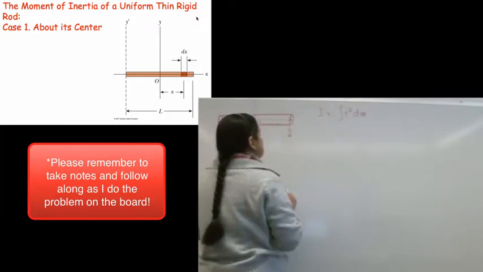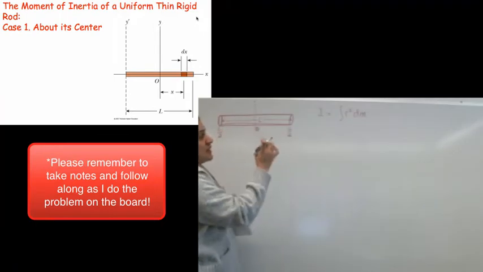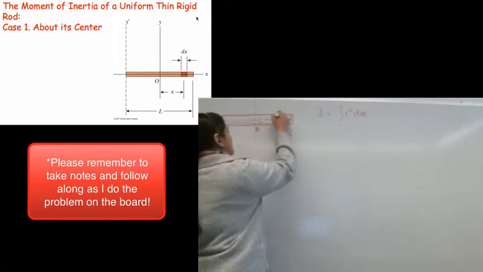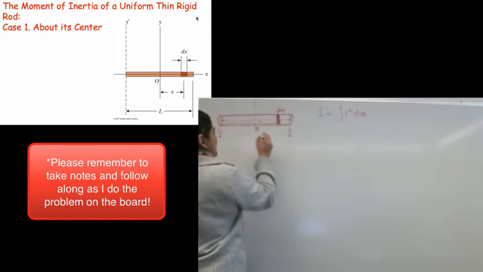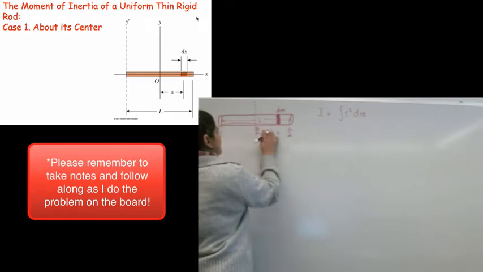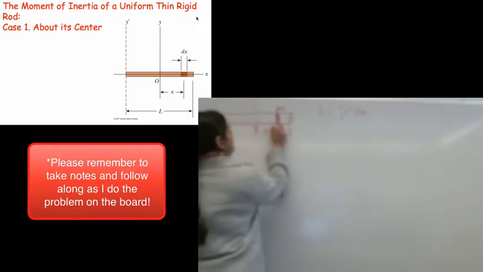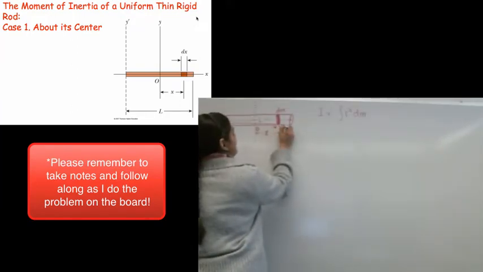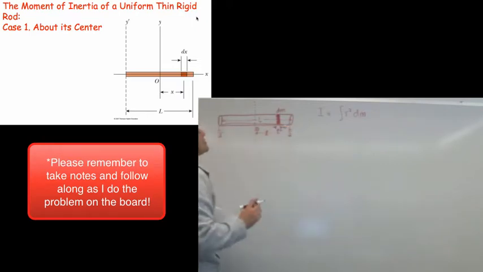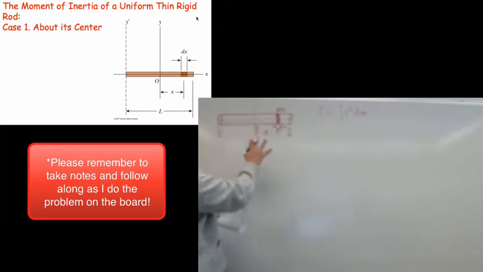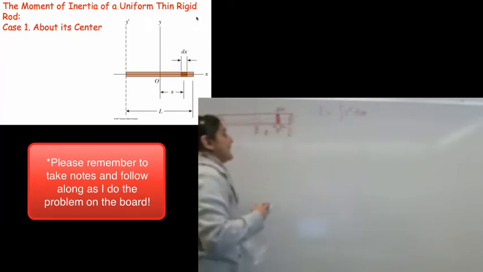Now what is this dm? This dm is a small volume element that I can look at. So let me suppose that this is my small volume element, dm, which is, say, located at a distance x from the center, okay? And the length of this dm is going to be dx, okay? So now how do I use all of this information in order to calculate my I?